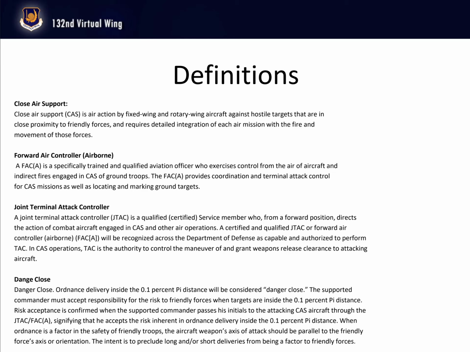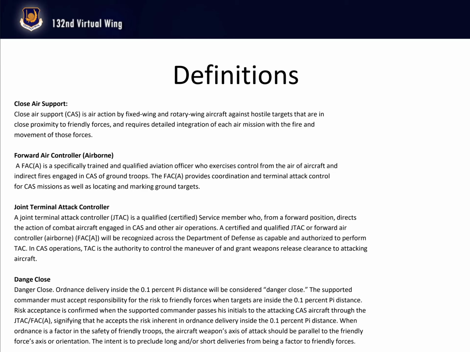The JTAC is authorized to employ ordnance down to the safe distance, not below it. If there's a need to fire below the minimum safe distance, the authority must come from the ground force commander. He assumes responsibility for this specific attack, and he knows that as a result he might end up with friendly casualties. But sometimes there's no other choice.